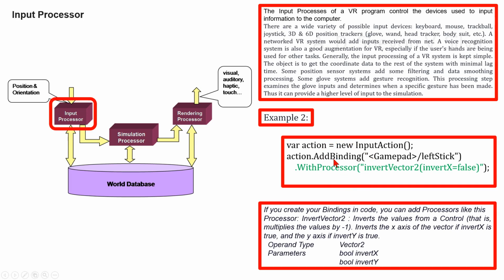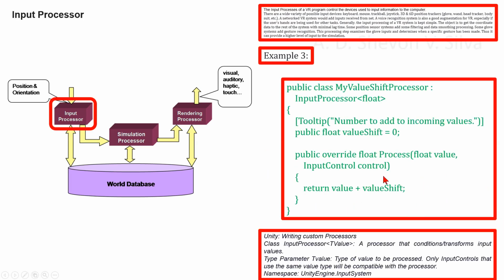If you create your bindings in code, you can add processors like this. The processor Invert Vector2 inverts the values from the control, that is, multiplies the values by -1. It inverts the x axis of the vector if invert x is true, and the y axis if invert y is true. Here invert x is false. The operand type is Vector2, and the parameters are bool invert x and bool invert y. As an example 3, we can consider this code segment.